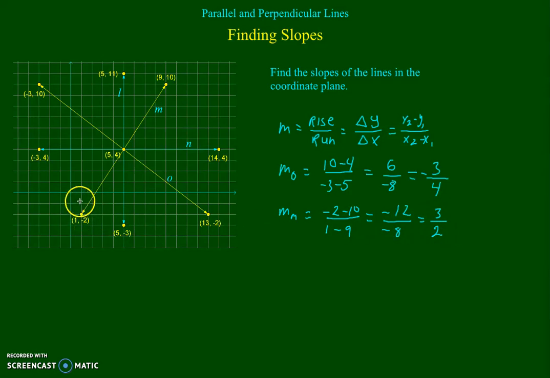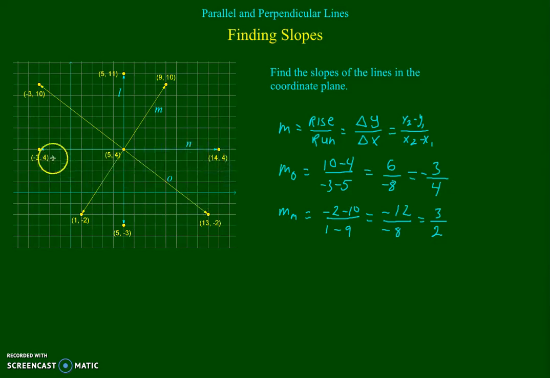So up 3: 1, 2, 3, to the right 2: 1, 2. So that's the easy way to calculate slope. So that gives us the negative slope line and the positive slope line.